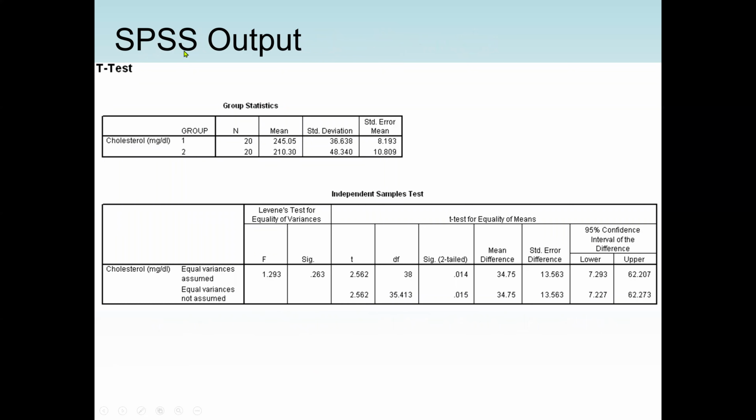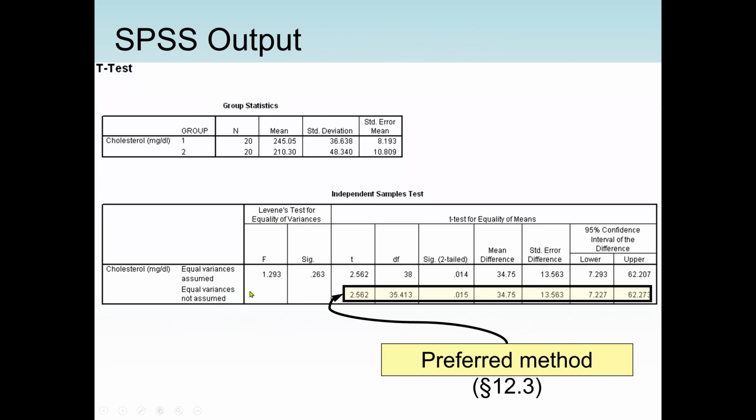So if we are using SPSS, this will be our output. You can see the t value is 2.562. The degree of freedom was what we found. We are doing a two-tailed test. We have 0.015. The mean difference was 34.75. The standard error difference was 13.563. And then the 95% confidence interval will be from 7.227 to 62.273.